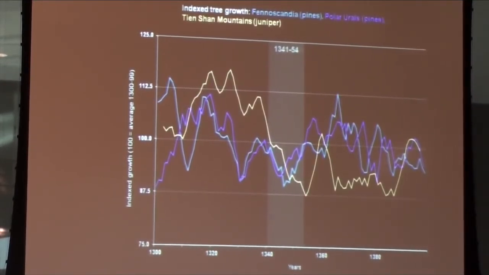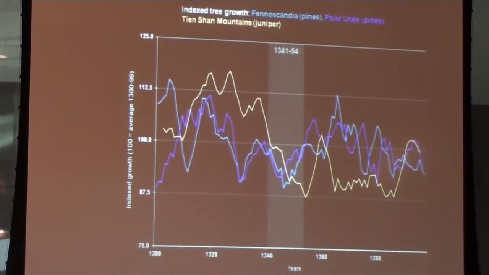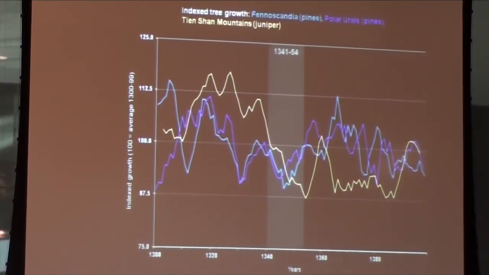This is a really interesting one. These are junipers in the Tian Shan Mountains. I don't know if anybody's been there. I'd love to meet somebody. Yeah, they're incredibly beautiful high mountains, deep in the heart of Asia. So you're right in the heart of Central Asia, the Tian Shan Mountains.